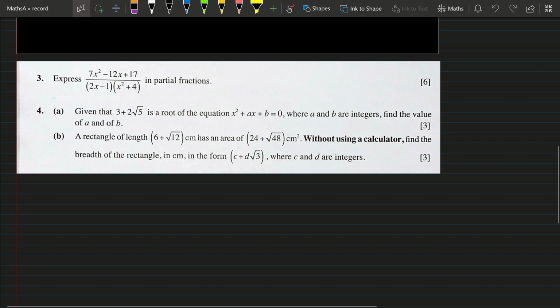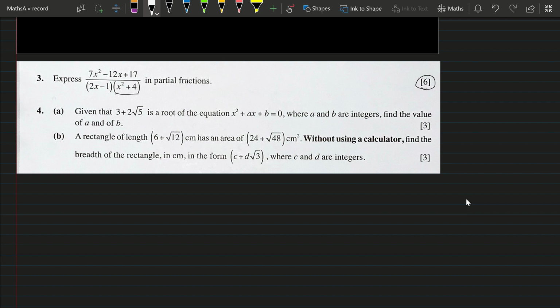Well, this doesn't look all that hard, but it looks kind of scary, because there is this 2x, there's this x squared plus 4, which is a quadratic factor, and also this quadratic expression at the top, and it's worth 6 marks. Normally, if you see a 6-mark partial fraction, it's a lot. And normally partial fractions are combined with integration questions. So for it to have a standalone 6 marks really isn't that common. It's kind of tedious, but it's not too difficult.